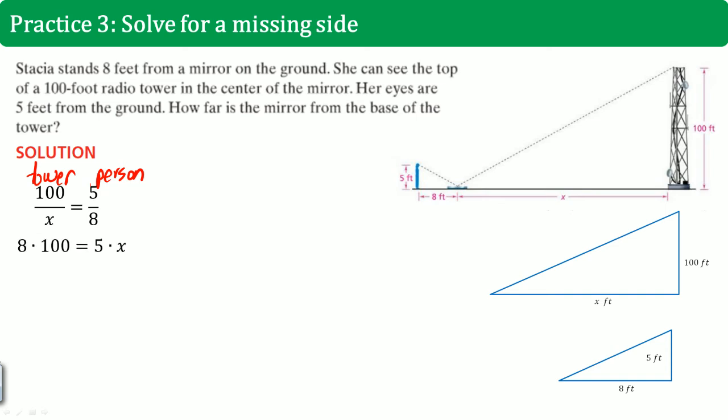Cross multiply, divide. Okay, that's what you get after you cross multiply. Then divide. You get X equals to 160 feet. So that's the same process. There's no rounding here because the answer is exact.